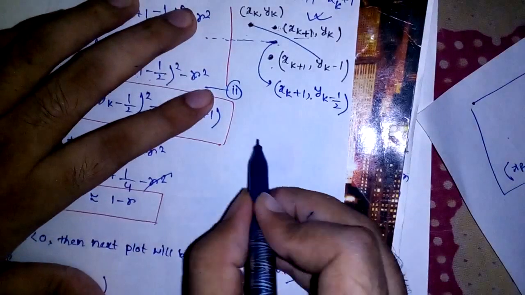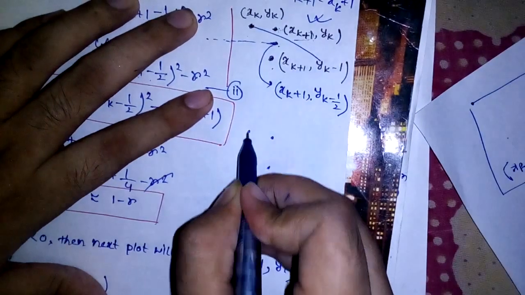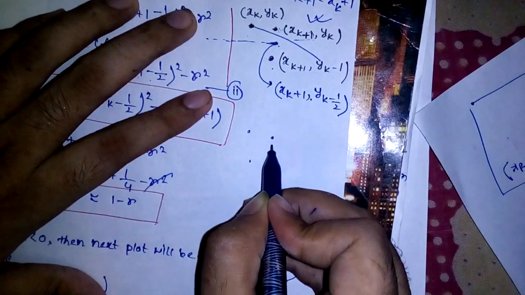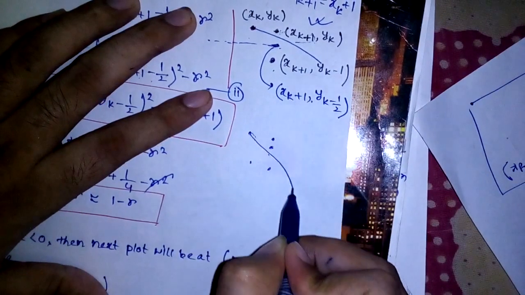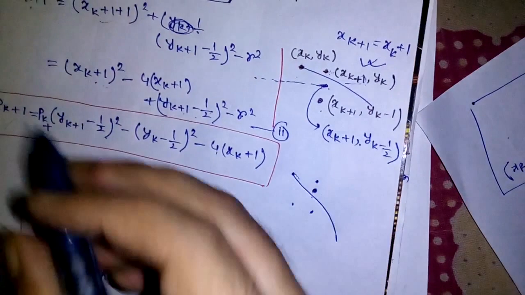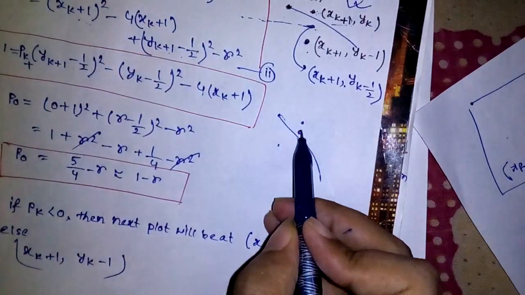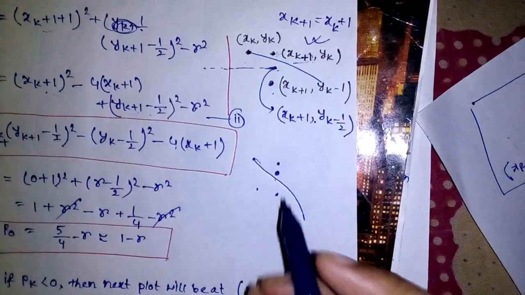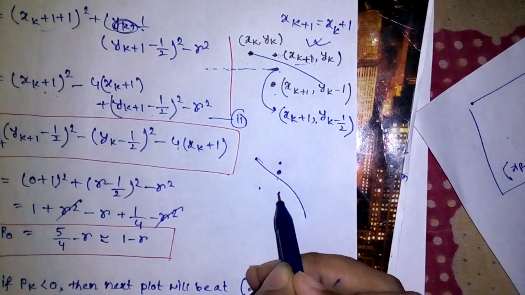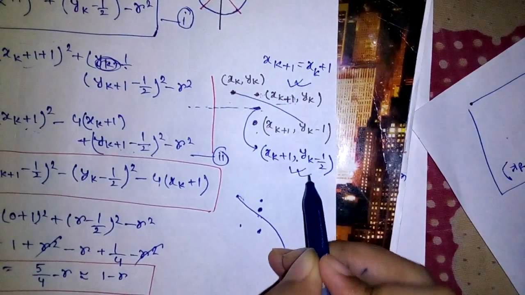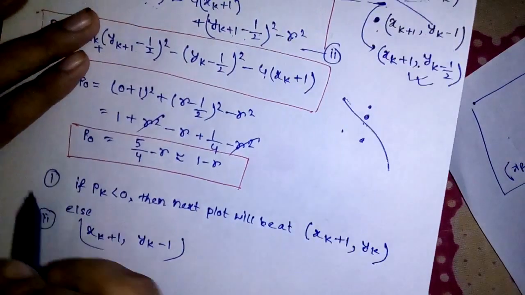Why? Because let's say that these are the 2 points and the midpoint is somewhere here, and the circle is going like this. The decision parameter is nothing but where the midpoint is. If the midpoint is above or outside the circle, it means that the circle is closer to the bottom point. So we should prefer the bottom point, and the bottom point is this one. Alright, we are done now.